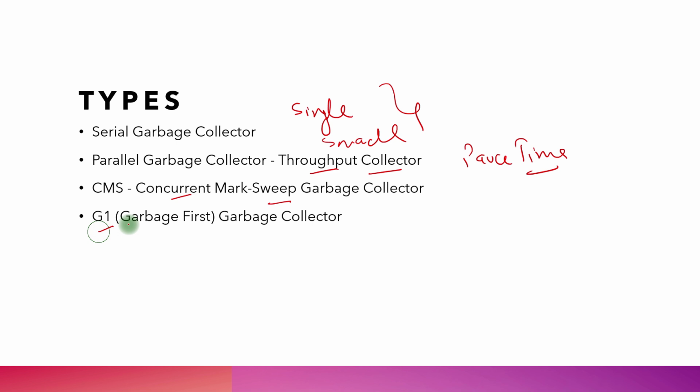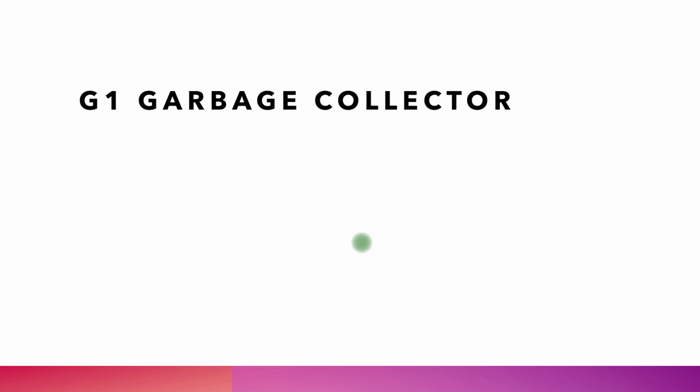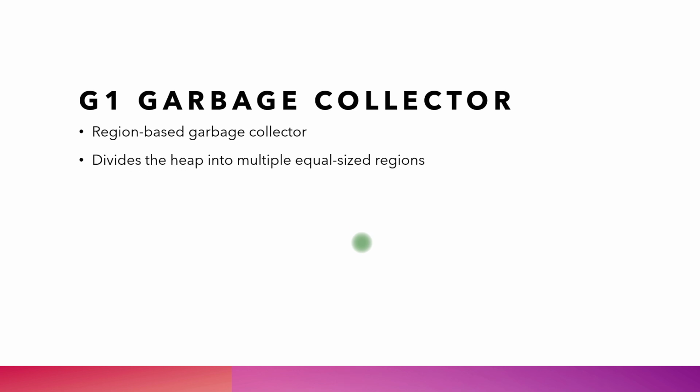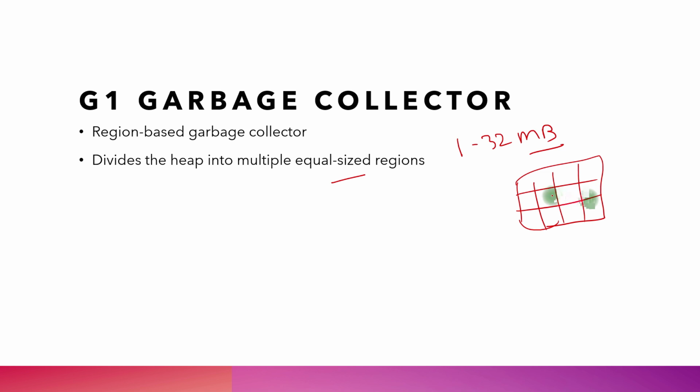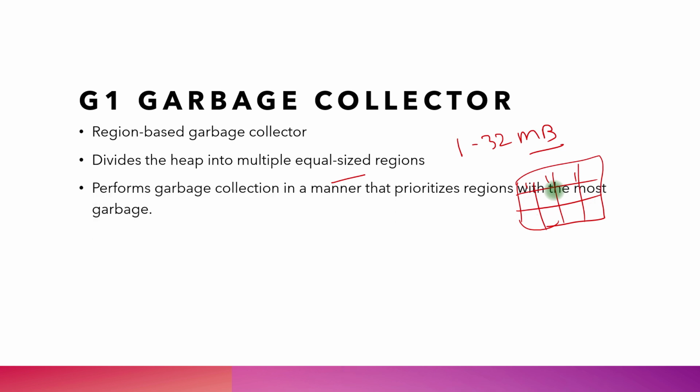The next one is G1, the garbage first collector. It divides the heap into multiple regions, works on those regions, and reclaims memory from the region where most of the garbage is. That is why its name is garbage first. It is a region-based garbage collector. It divides the heap into multiple equal-size regions, and these sizes can be between 1 to 32 MB. It can be 1 MB, 2 MB, and so on. This setting can be customized, or otherwise it is done automatically by the JVM itself. It performs garbage collection in a manner that prioritizes regions with the most garbage. That is how the name comes, garbage first.